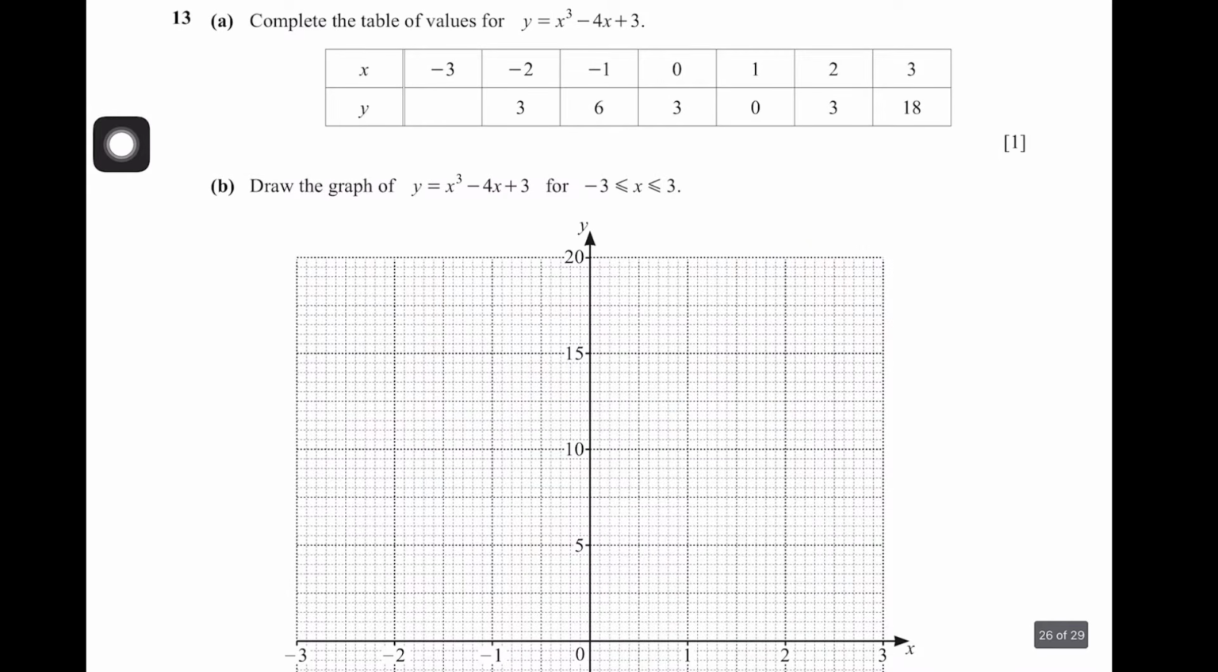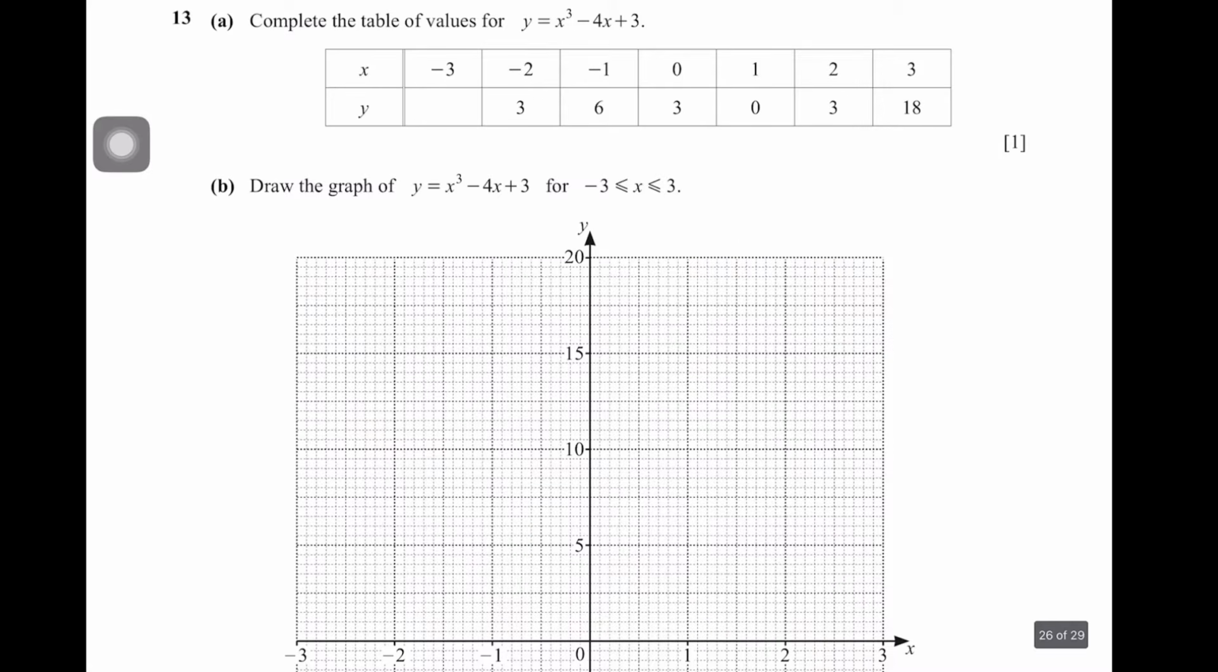So can you guys do that? Can you guys plug in minus 3 in place of x and tell me what the corresponding y value is going to be? And since this is paper 2, I wouldn't recommend that you unnecessarily do it mentally. When a calculator is allowed, take advantage of it.